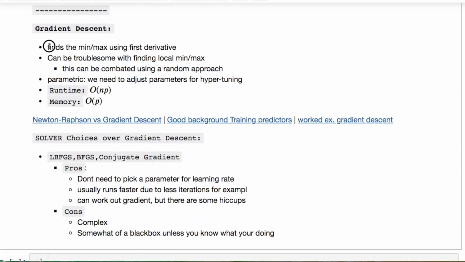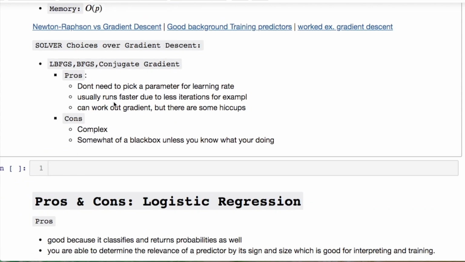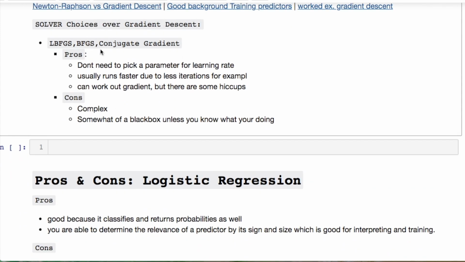Gradient descent finds the min and max of the first derivative. It can be troublesome finding the local min and max. That can be combated by using a random approach. Okay? Parametric, we need to adjust hypertuning. The runtime isn't too bad, n times p, and the memory is just linear. Solvers over gradient descent for choices.